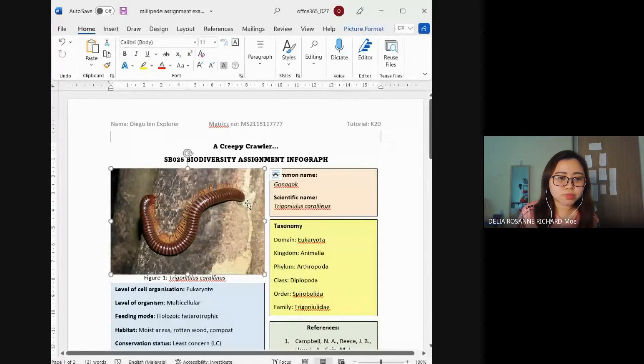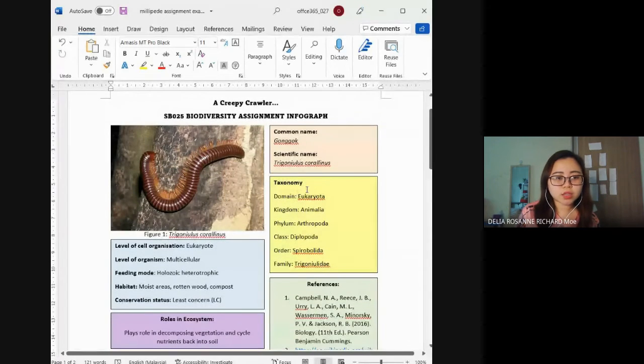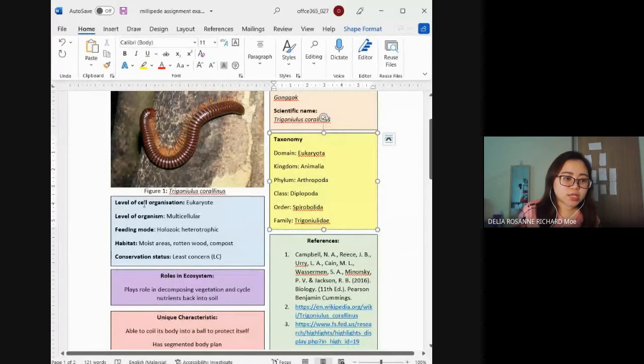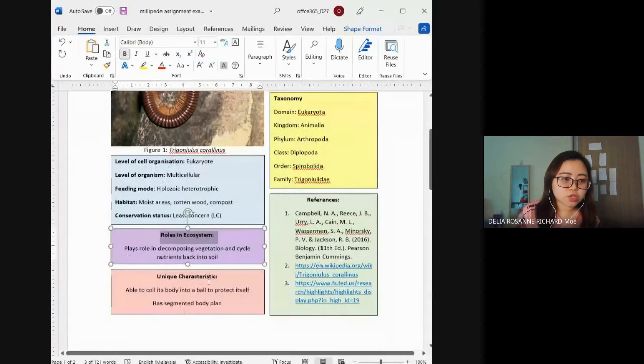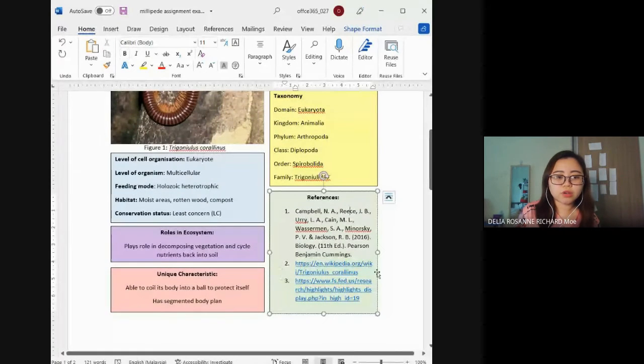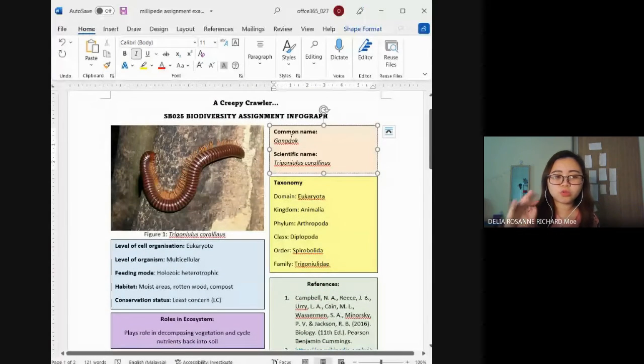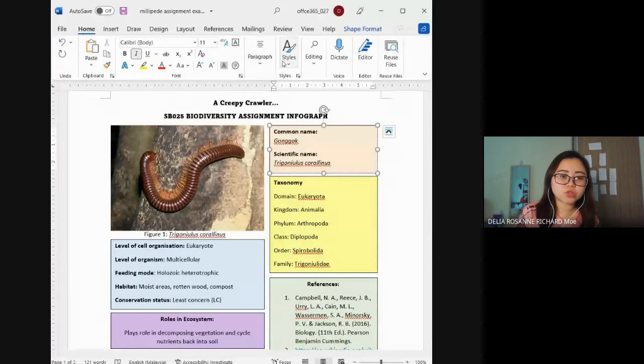Okay, so this one, the Diego bin Explorer, they used a picture, wrote the common name, scientific name, but the taxonomy is incomplete, there should be genus and species too. They wrote the level of cell organism, feeding mode, habitat, conservation status, role in ecosystem, unique characteristic, and references too, but there are mistakes here and there, okay? So you see this is very simple. If you don't want to use the websites, you can use this.